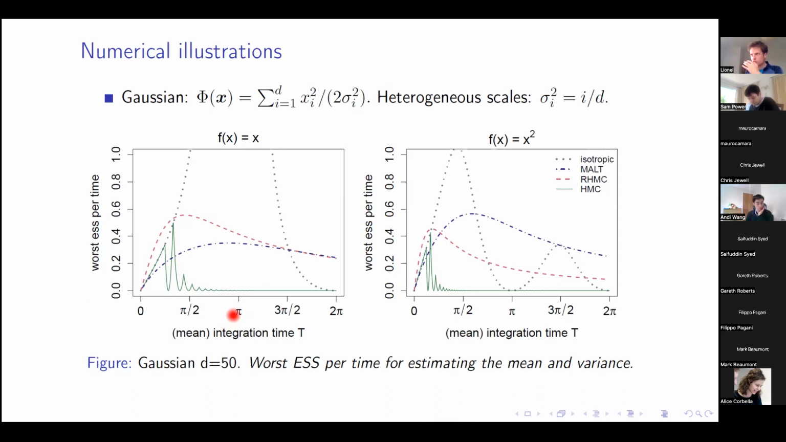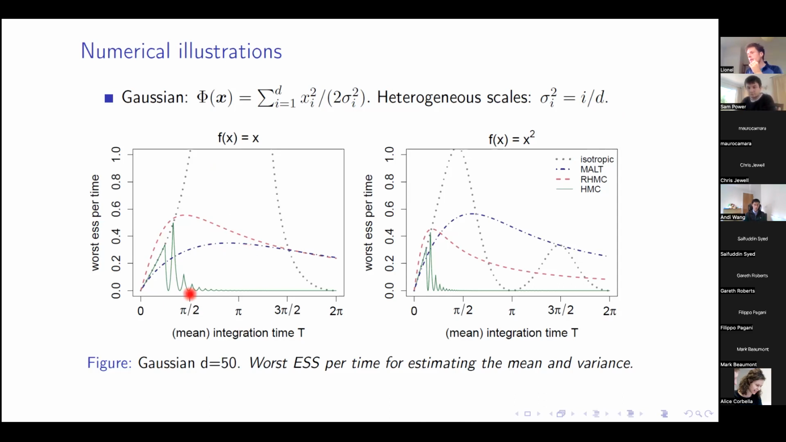Right? So we introduce heterogeneity of scales here in a way such that the condition number scales linearly with dimension. And the three curves here, the pink being randomized HMC, the blue being MOLT, and the green being standard HMC, you can see that the first two are much more robust to heterogeneity of scales. Right? And actually, these two curves don't move when you increase dimension for this framework. Right? Because they correspond to basically the ESS corresponding to the larger scale, which is taken as a reference.